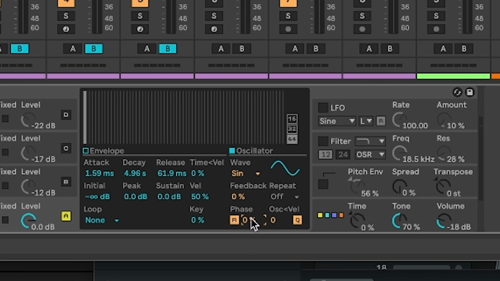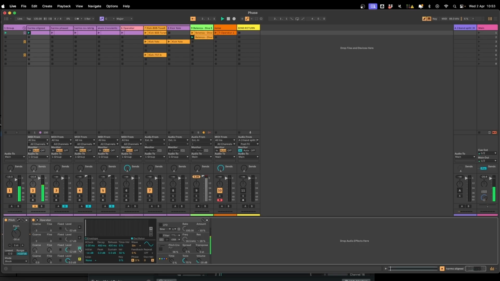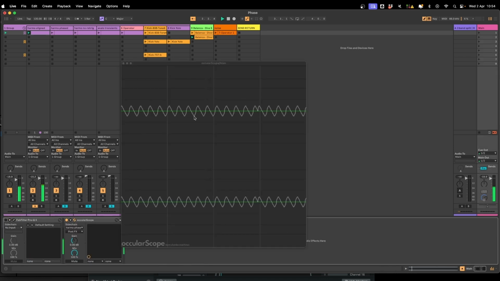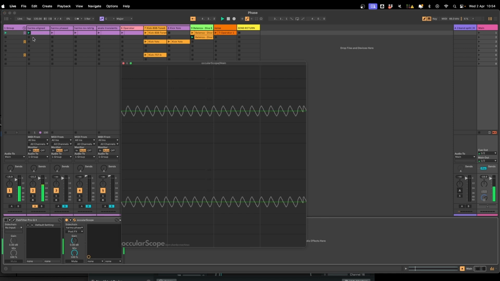But they are for the moment all at 0. So let's play that. Pure tone, first harmonic, second and third harmonic, right? Let's have a look at the oscilloscope. This is the resulting waveform coming from this sound.